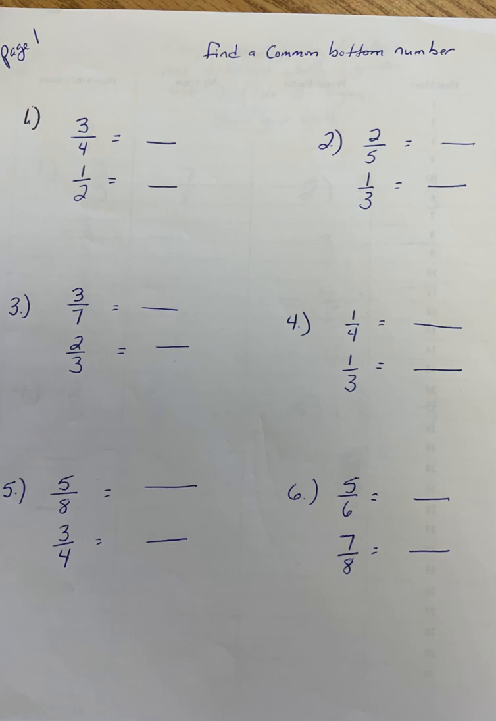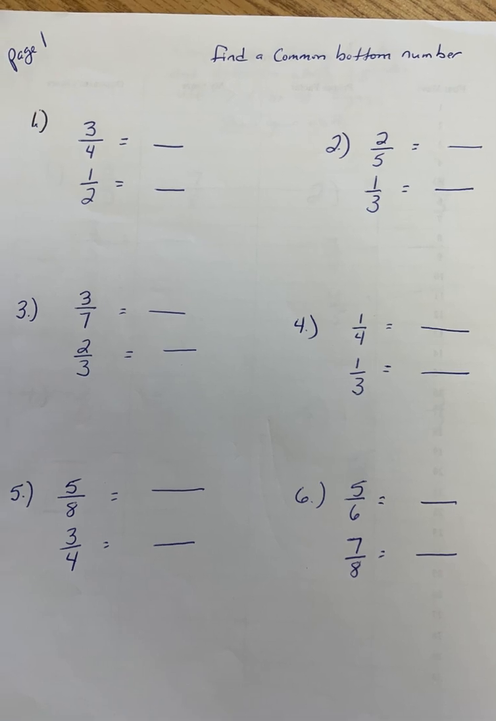3/4 and 1/2. We're going to find the common bottom number is going to be 8. So 4 times 2 is 8. So 3 times 2 is 6. So we're going to get 6/8. 2 times 4 is 8. 1 times 4 will be 4. So 4/8. So 6/8 is greater.